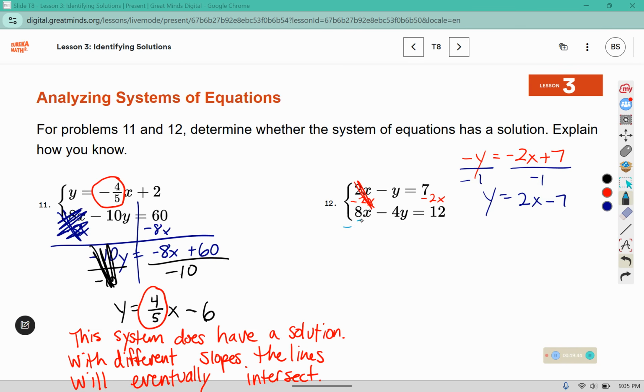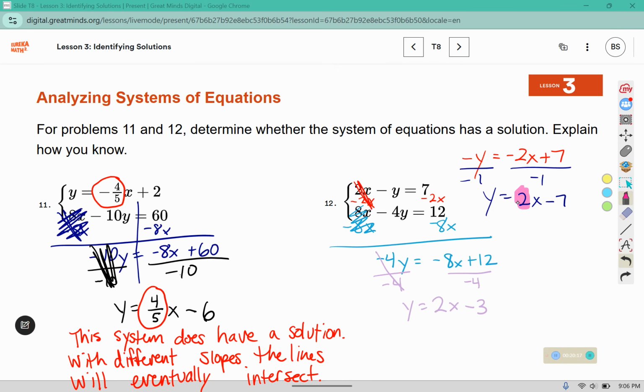For this other equation, we'll move the x to the other side. I have -4y, a -8x, and a +12. Then we will divide both sides by -4. That leaves us with y. -8 divided by -4 is +2. +12 divided by -4 is -3.